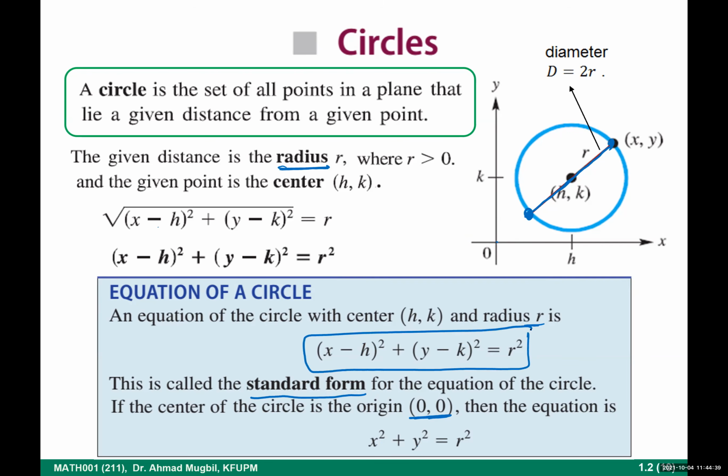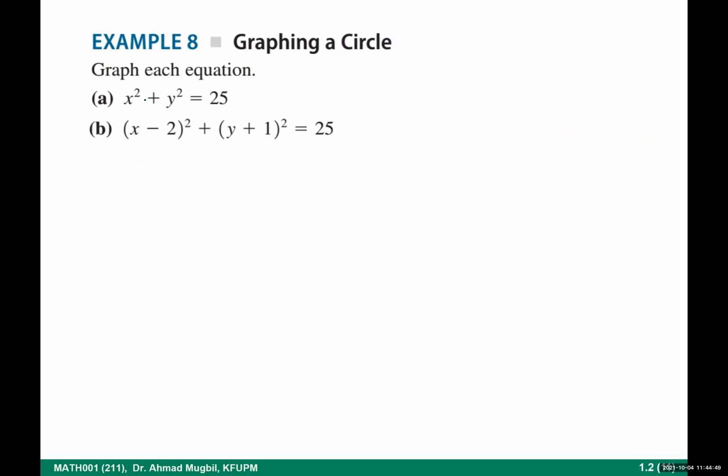This is the beauty of analytic geometry. When you have the equation, you can know how the circle looks. Let me give you an example: x squared plus y squared equals 25. What will come to your mind? A circle. First of all, when you see x squared plus y squared equals 25, it is a circle. You will draw a circle inside your mind.